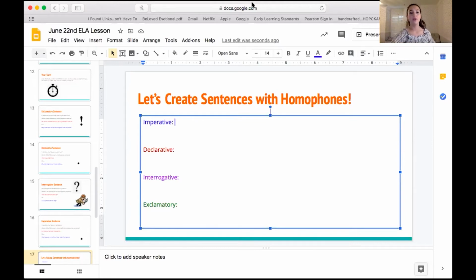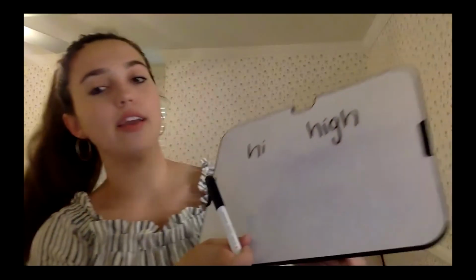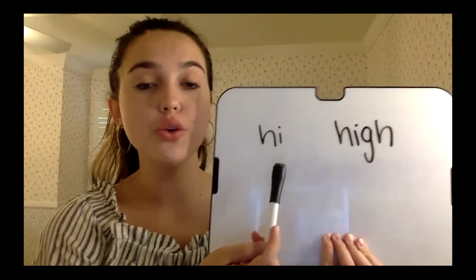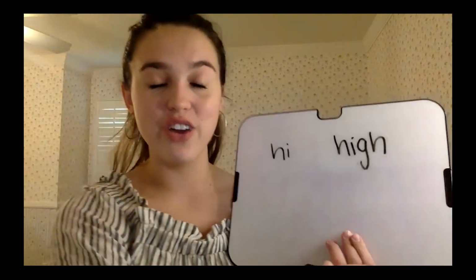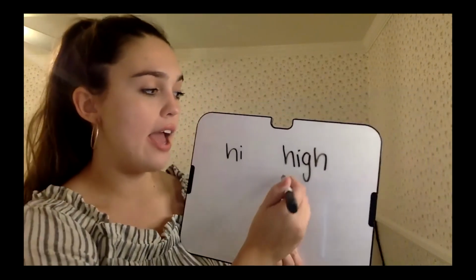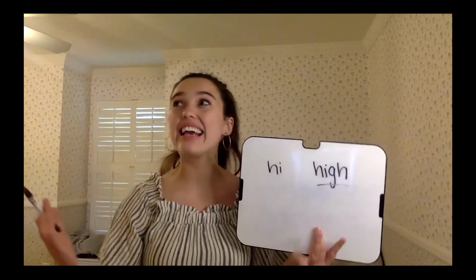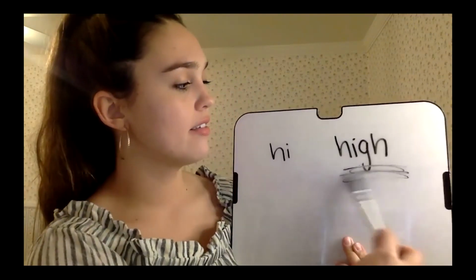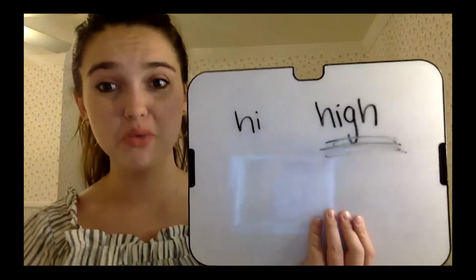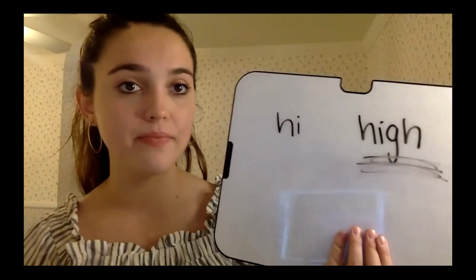So I'm going to stop my screen share with you for a second so I can show you on here. For our imperative sentence, we are going to use the homophones "hi" and "high." This "hi" is a greeting, like being polite and saying "hi" to someone. This "high" means like, "Wow, that kite is so high up in the sky." Or, "Wow, you jumped really high on the trampoline."